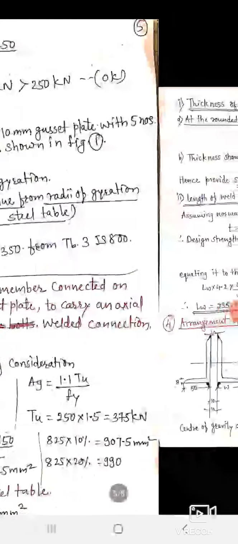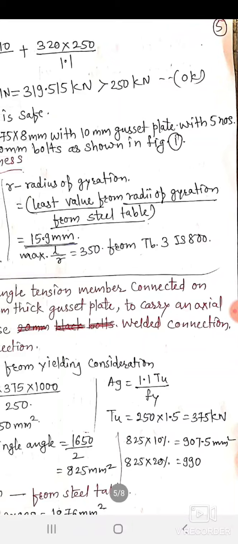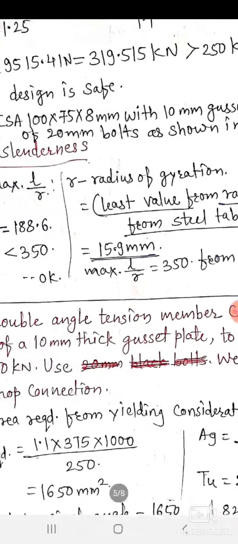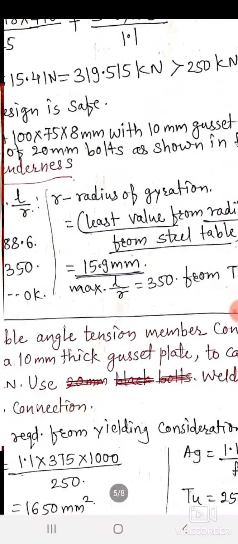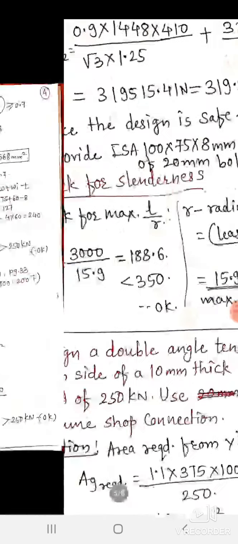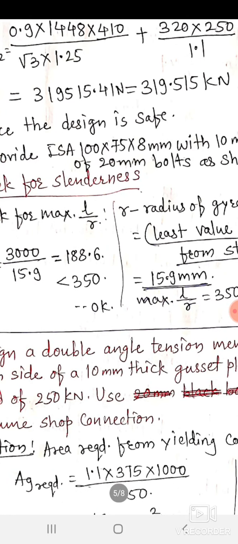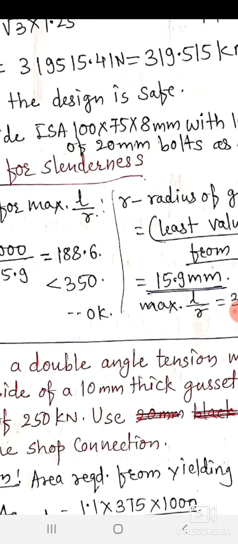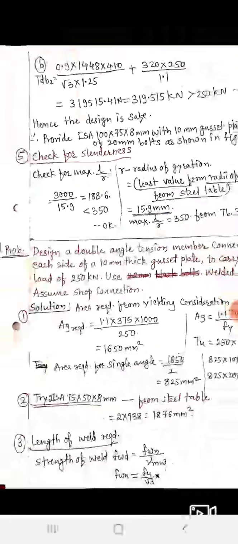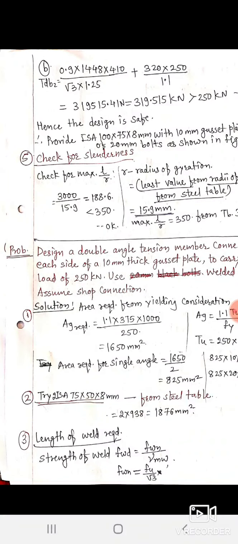From table number 3 of IS 800, these criteria are mentioned, the maximum permissible values. So we got 188.6, which is less than 350. Therefore, the design is safe against the slenderness ratio. This is the end of the design for the tension member with the bolted connection.